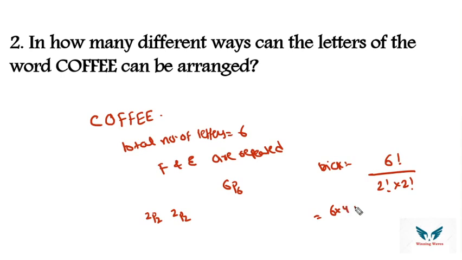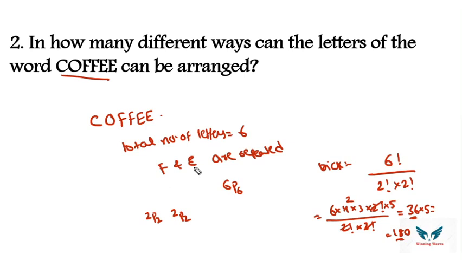So 6 into 5 into 4 into 3 into 2 factorial by 2 factorial into 2 factorial. 2 factorial, 2 factorial cancel. So 2 factorial is 2. So 2 twos are 4, so 6 twos are 12, 12 threes are 36. So in how many ways can you arrange? You can say 36 ways, right? So 1 is missing, 5. 6, 4, 5 is also missing. So 36 into 5. 36 into 5 is 180. So in 180 ways we can arrange the word coffee.